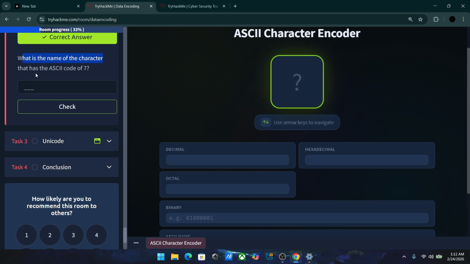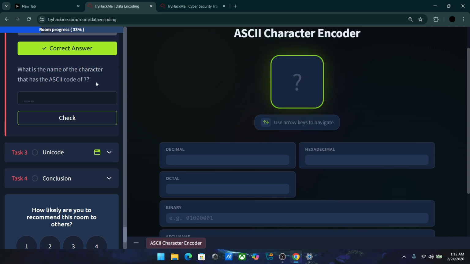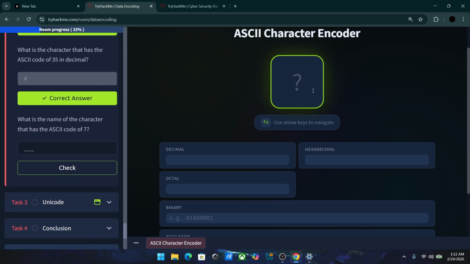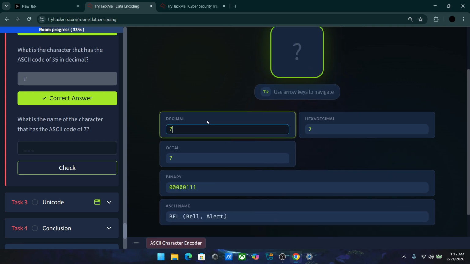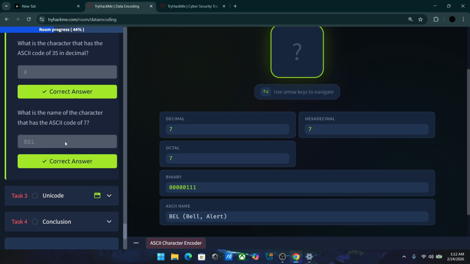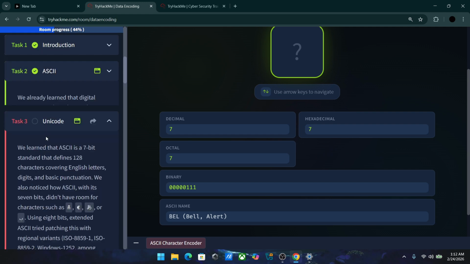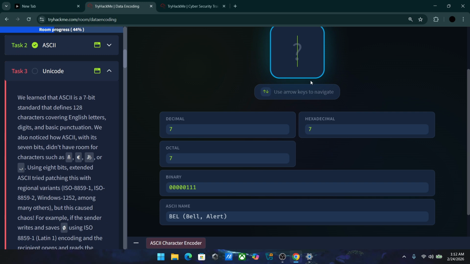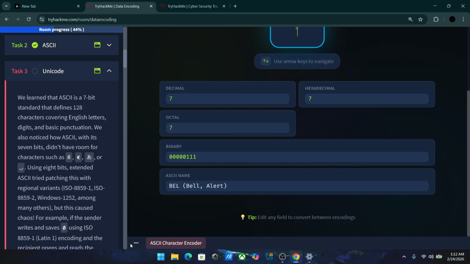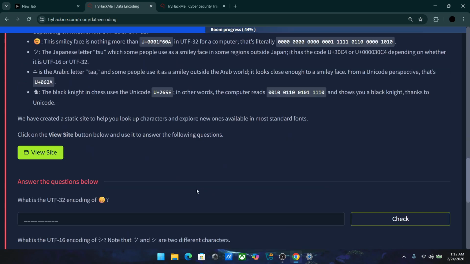What is the name of the character that has an ASCII code of 7? Well, it is kind of hard. Practice it. Even I don't know more about that. Let's continue the room.